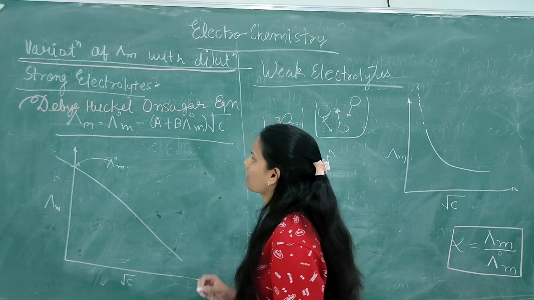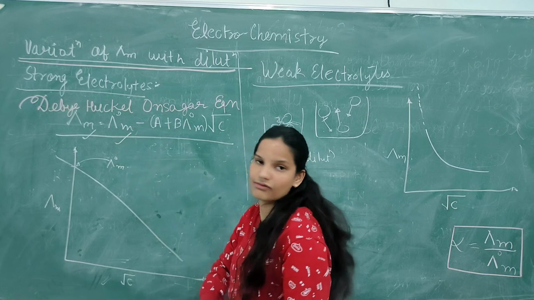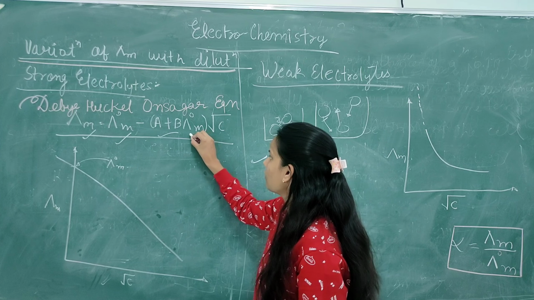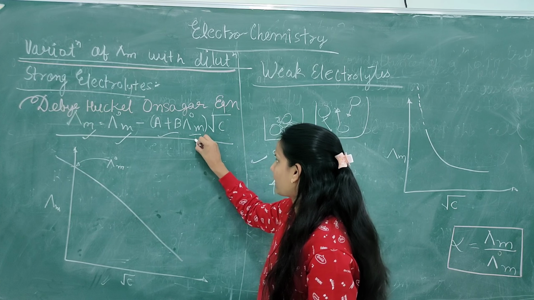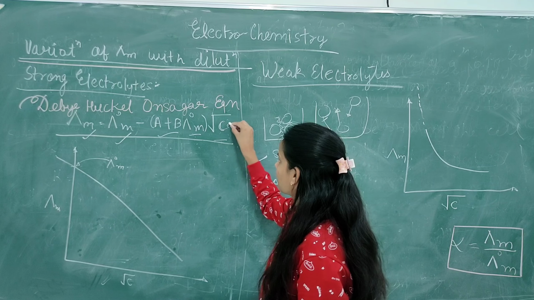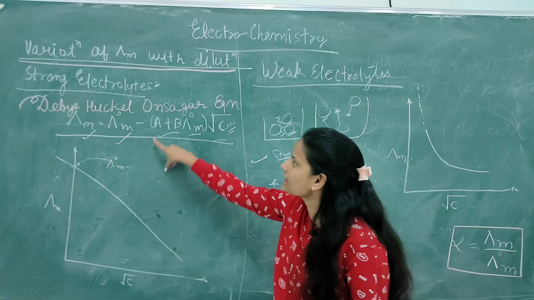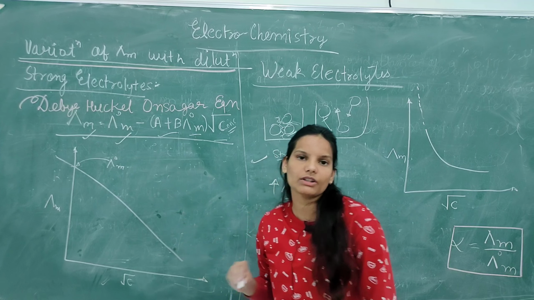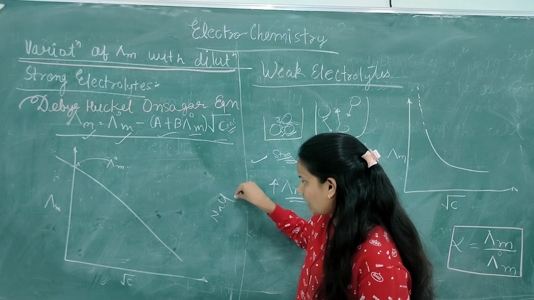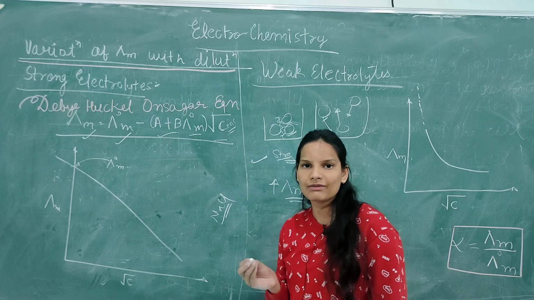Okay, let's focus on the equation. This is molar conductivity equals molar conductivity at infinite dilution minus (A plus B into molar conductance at infinite dilution) into root C. Here C is concentration, please don't get confused. What are these A and B factors? They depend on the type of electrolyte we are taking. If I am taking NaCl, A and B will have different values. If I am taking KCl, A and B will have different values.